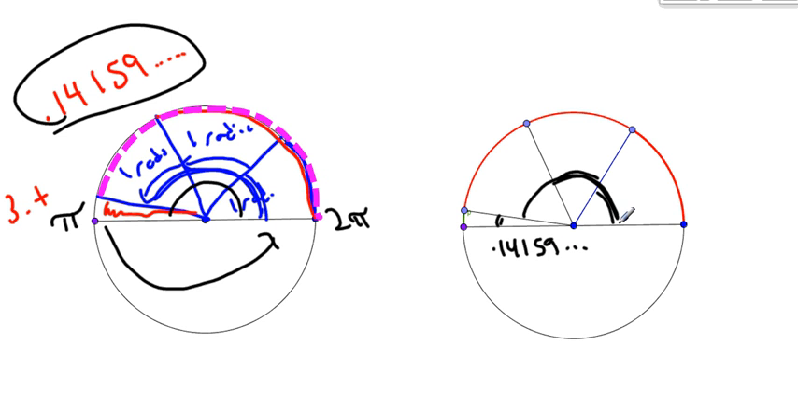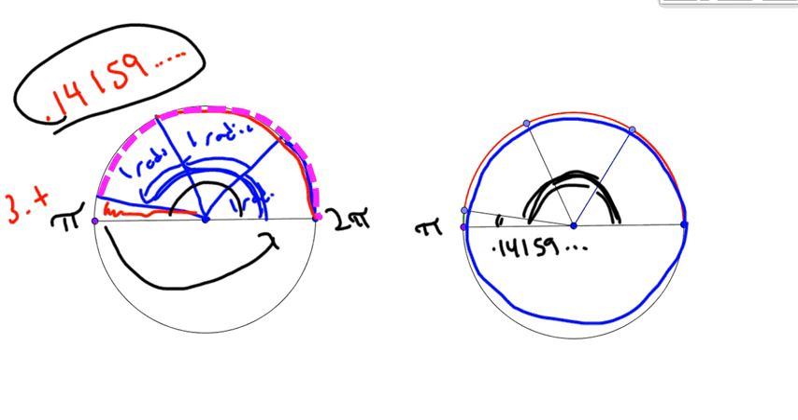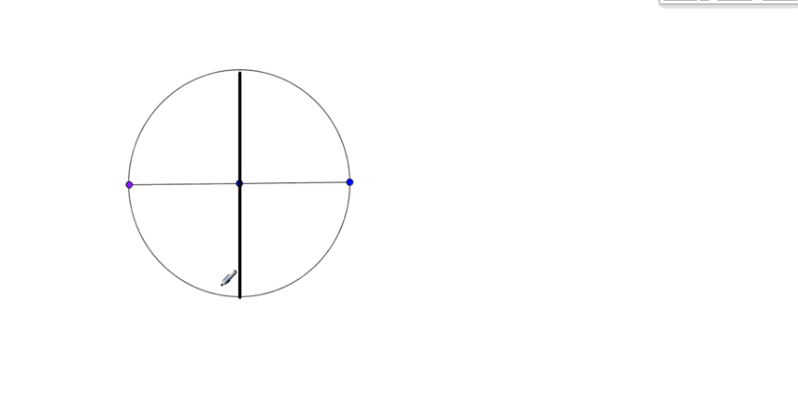In other words, this angle here in radians is pi. There's exactly pi radians in half a circle. And again, we know that because we know that the circumference of a circle is 2 pi times the radius. And so half of the circle would be pi times the radius, or pi radians. Kind of neat, right? So let's look at the really important angles you need to know.